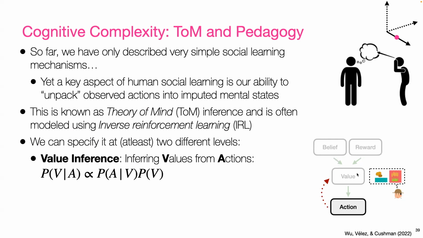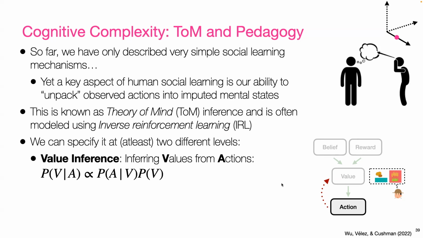I might infer that he has a higher value for wheat than for potatoes, right? And this is done in this kind of Bayesian formulation, most typically, where we assume that he's going to be selecting actions that are more consistent with his value representation, right? If he's planting wheat, then he's probably going to have a higher value for wheat, which we integrate with some sort of prior over his value function for wheat.